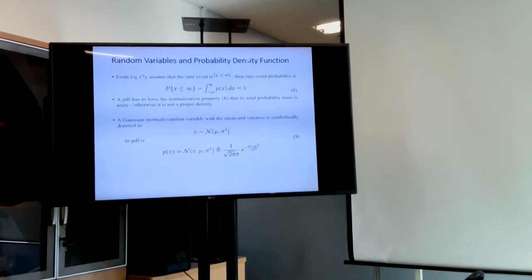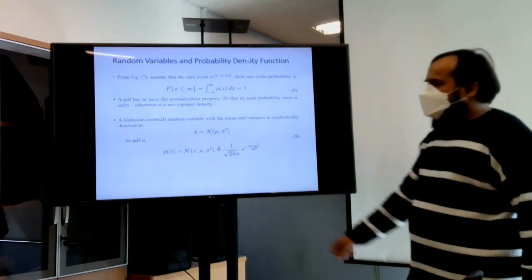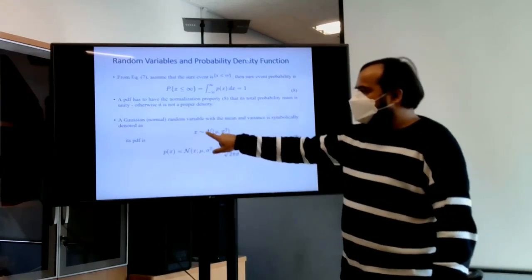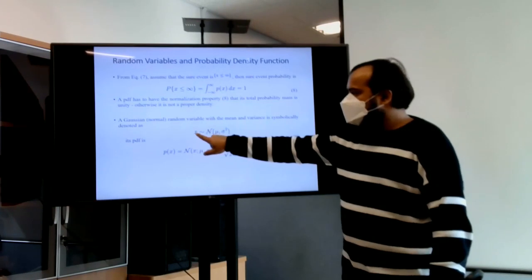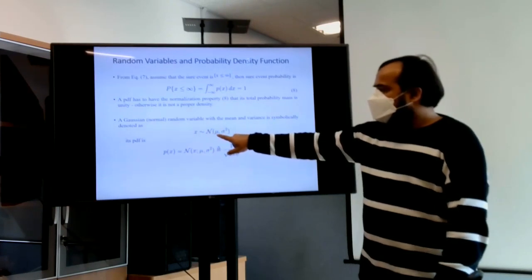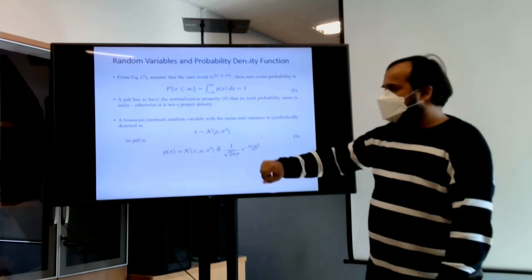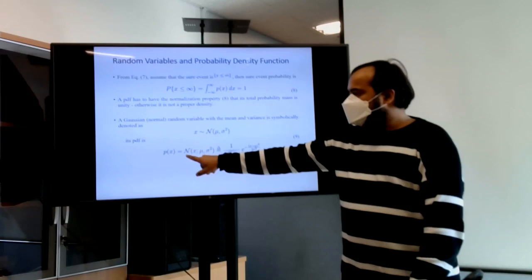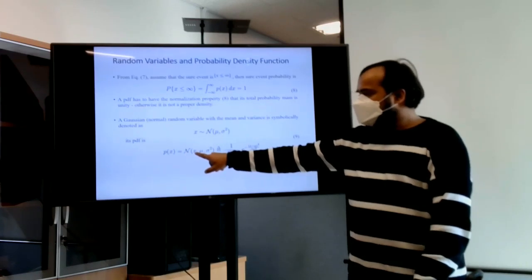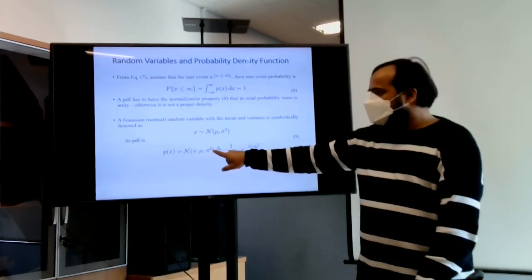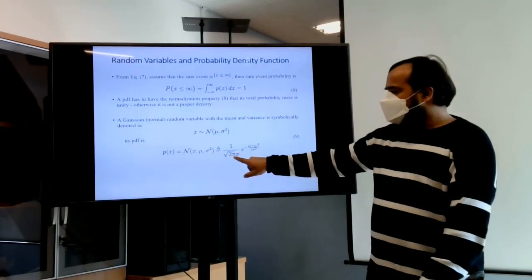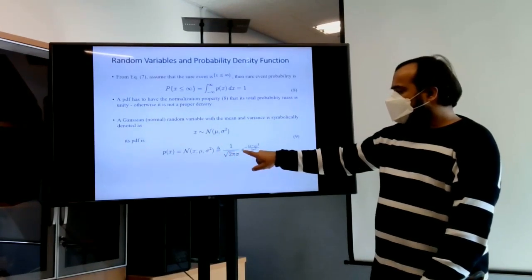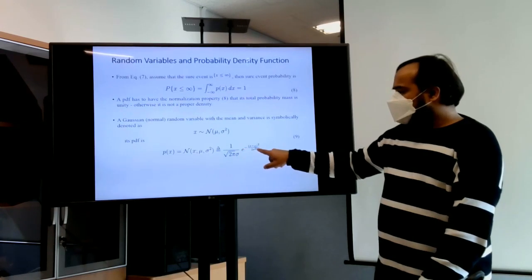Now the Gaussian normal random variable with mean and variance is symbolically denoted, for example, as x equals the Gaussian normal with mean and variance sigma squared. Then its PDF, P of x, equals the Gaussian normal of x with mean and variance, which equals 1 upon root of 2 pi sigma, times exponential of power of this.